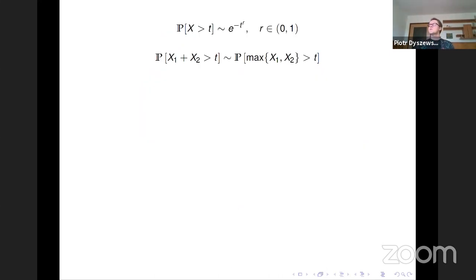So the lack of these exponential moments, morally, translates to the so-called principle of one big jump. Namely, if you look at a reasonable statistic of your ensemble, then the probability that this statistic is big in some sense is asymptotically equivalent to saying that one of the guys in your ensemble is big. So, for example, if you look at the probability that the sum of two guys is big, this is asymptotically equivalent to saying that one of those guys is big.